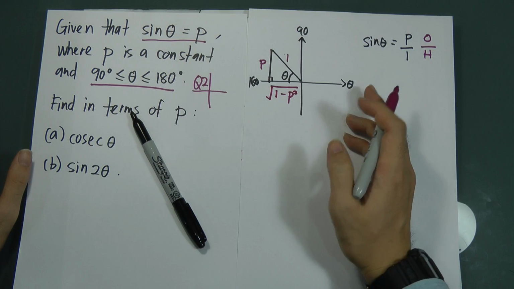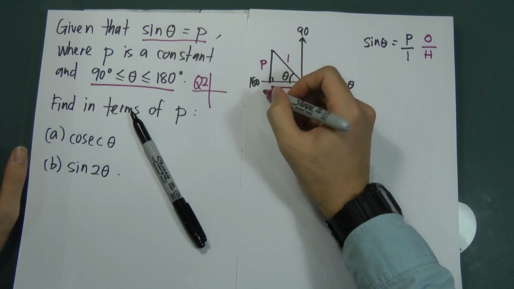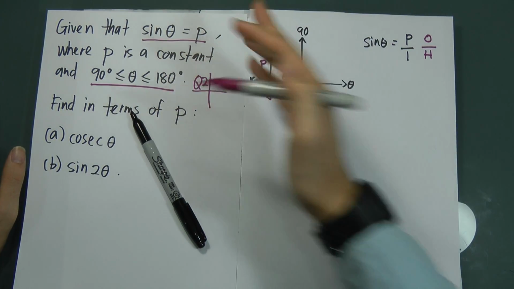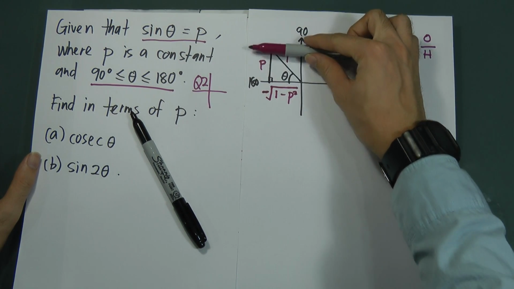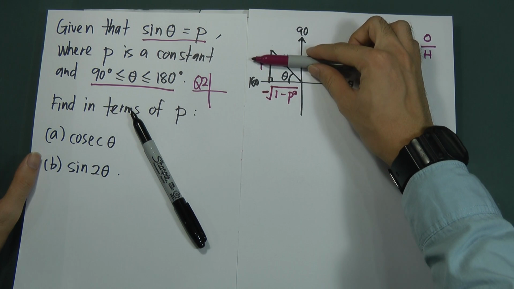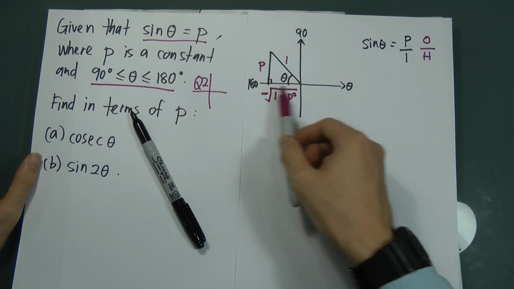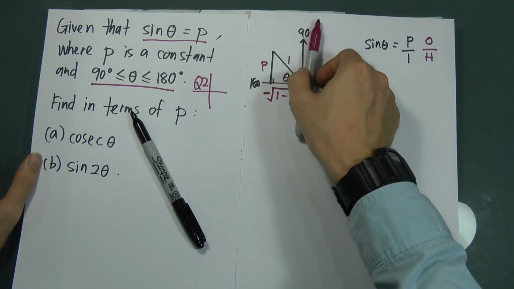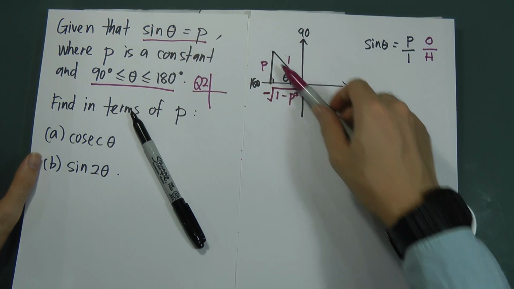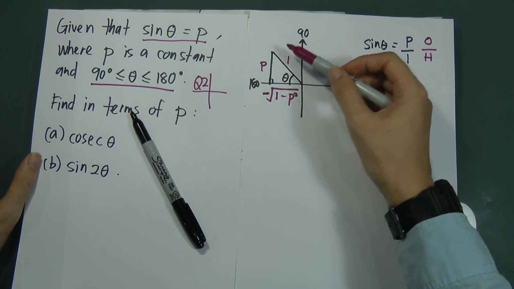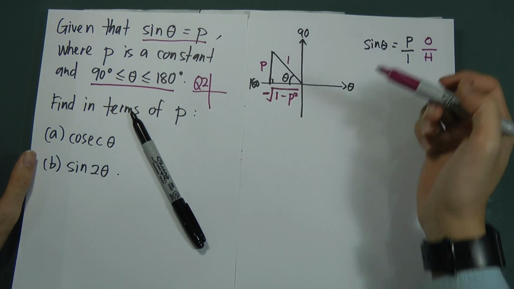However, imagine this is the y-axis. Everything before the y-axis should be negative. But then you might ask why P is positive. Because P is above the x-axis, and above the x-axis every value is positive. However, this adjacent side is across the y-axis, so you will get negative for this one. And the hypotenuse is something like the radius. The hypotenuse is always positive. You never put negative for the hypotenuse. Just remember this.